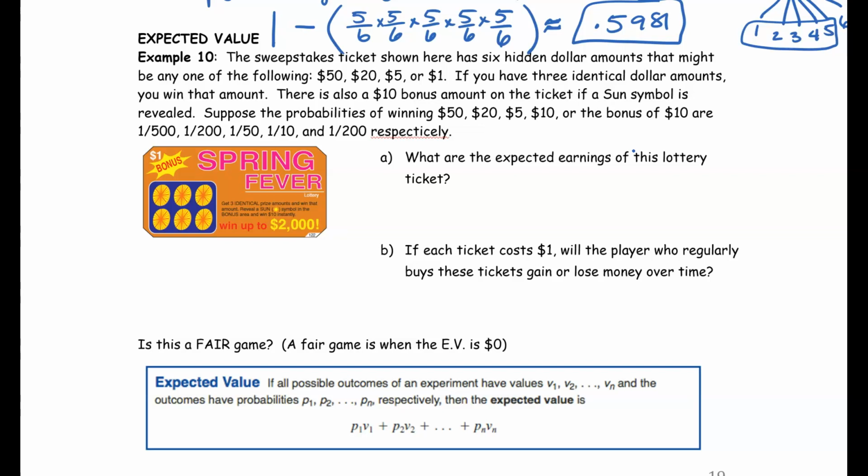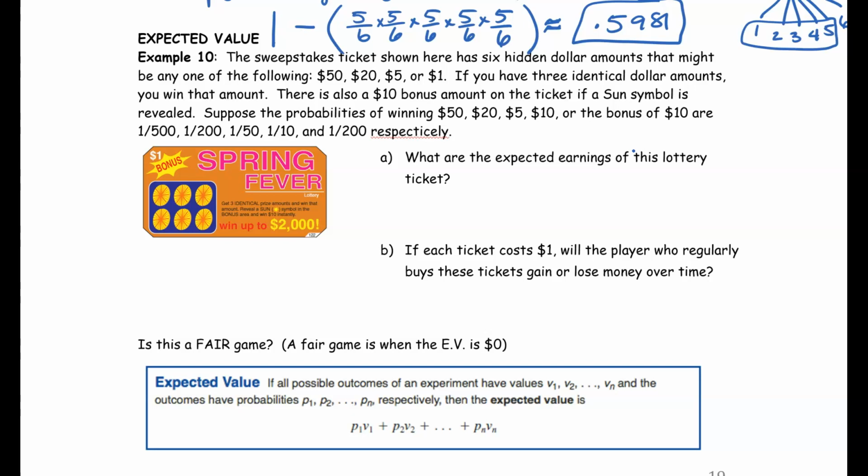And a lot of times we use expected value to find, in general, the average that you could win or lose from a game. And so that's what this example 10 is all about. So go ahead and read that. You can pause the video and read that on your own, and then I'm going to go ahead and walk you through it.